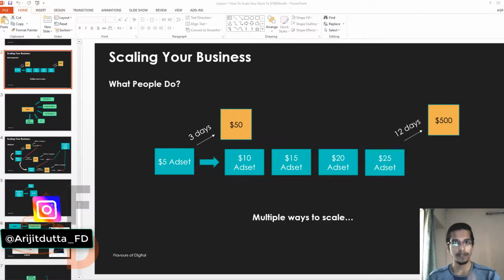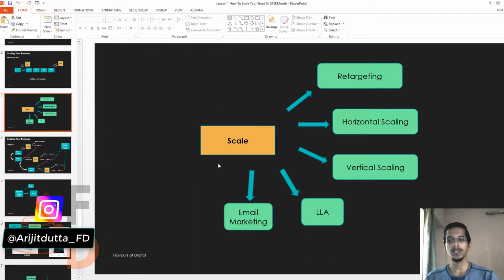So this is strategy number 1. Strategy number 2 is to scale your business using lookalike audience.